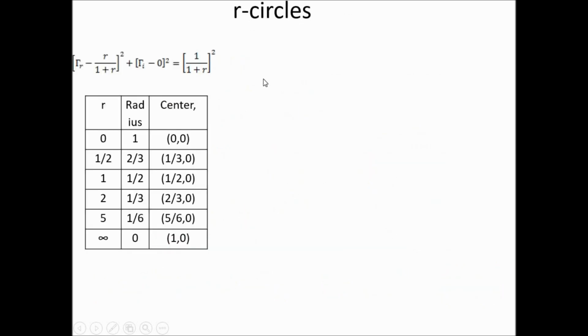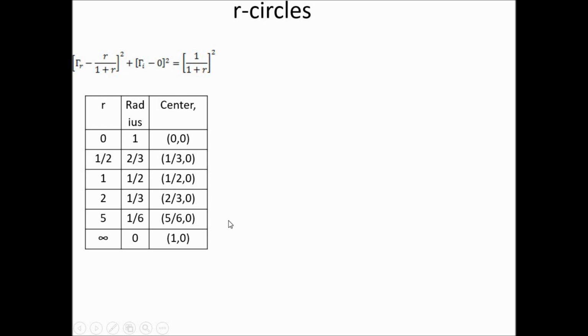Now let us draw the R circles. R circles have an expression like this. If I choose different values for R, 0, 0.5, 1, 2, 5, infinity, then the radius will be 1 over 1 plus R. So that is 1, 2 over 3, 1 half, 1 third, 1 over 6, and 0. And the centers will be: if R equals 0, the center will be 0, 0; then 1 third, 0; 1 half, 0; 2 third, 0; 5 over 6, 0; and 1, 0.